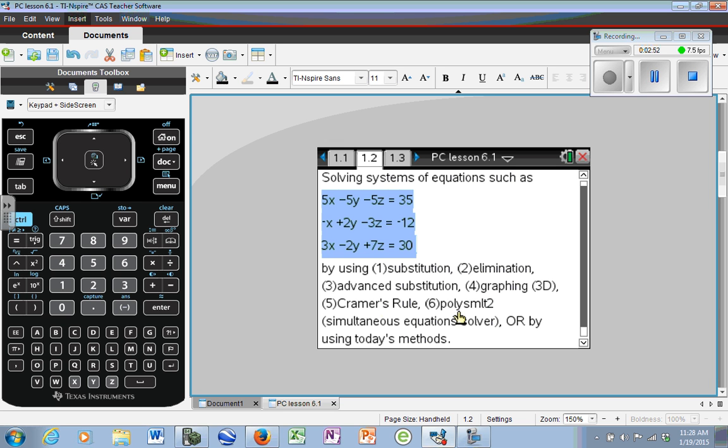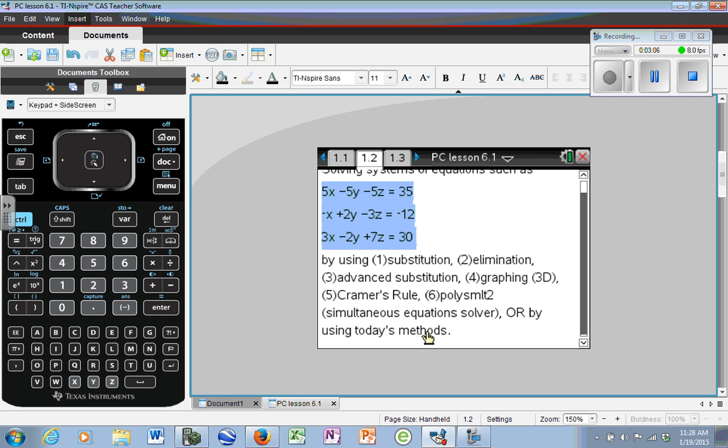And then we can use our TI-84 and the PlySmlt2 application to solve pretty quickly. And I'll show you what that thing is actually doing today. Or we can use today's methods. I think you'll probably use today's methods more than anything else, or PlySmlt. But you'll probably want to use this one because you feel really smart, especially when you get an answer really fast.